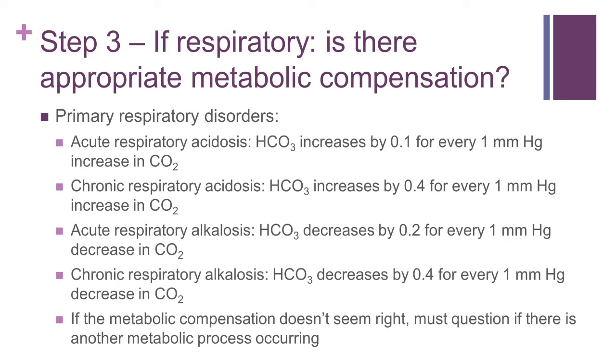If the degree of metabolic compensation does not appear to be appropriate, you have to question if there is a concurrent metabolic acidosis or alkalosis that is limiting the body's ability to appropriately compensate for the respiratory process. If the bicarb seems too low, there could be a concurrent metabolic acidosis. If the bicarb seems too high, there could be a concurrent metabolic alkalosis. This is called a mixed disorder when this happens.